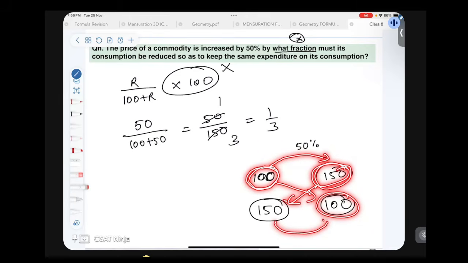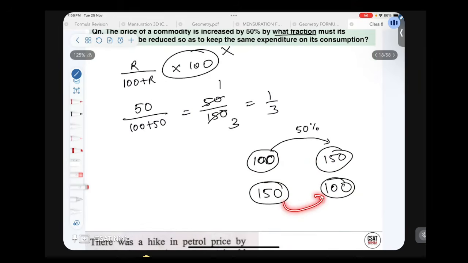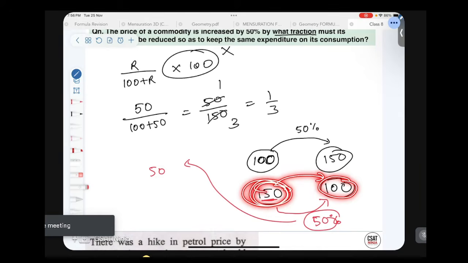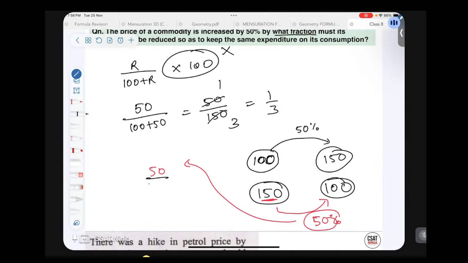So now I bought this one here and this one here. From here to here, what is increased? 50% is increased. So I'll use this 50 in the formula. Since I'm comparing from this one, that means I'm comparing with this one, that's the reason why I'll write this one in my denominator. So if you want to find the fraction, same thing here, 1 by 3. Same answer.